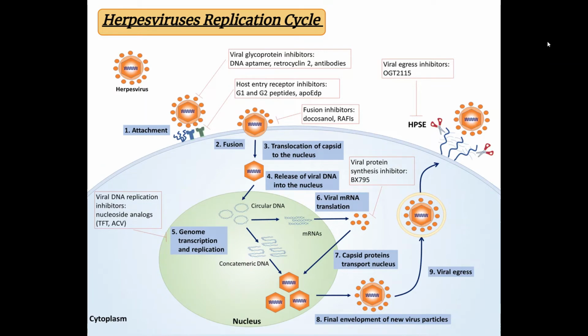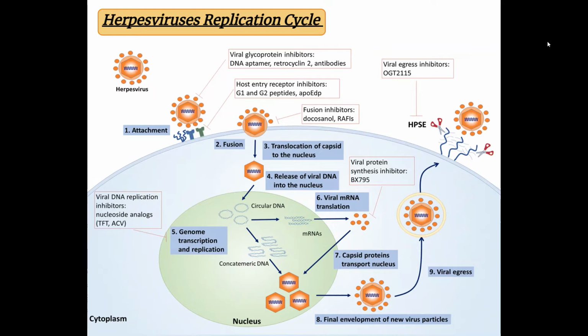On this slide, we'll be discussing the herpes virus replication cycle. As seen on this diagram, we all know that the herpes virus is composed of the nucleocapsid along with its envelope proteins. There are 9 steps in total for the replication cycle, which allow replication of its virions. Step 1 is attachment. Step 2, fusion, which allows the envelope proteins to translocate the capsid through the cell membrane to the nucleus. And once it is transported to the nucleus, it releases the viral DNA into the nucleus, which allows genome transcription and replication.